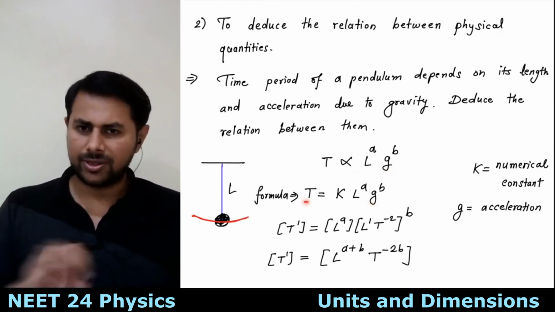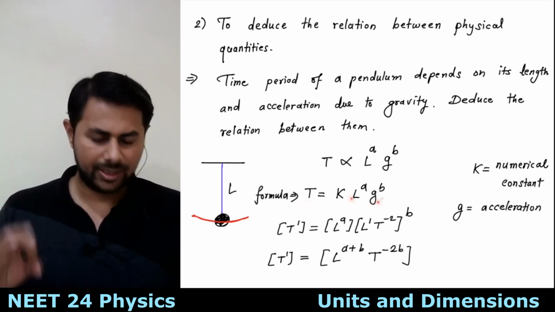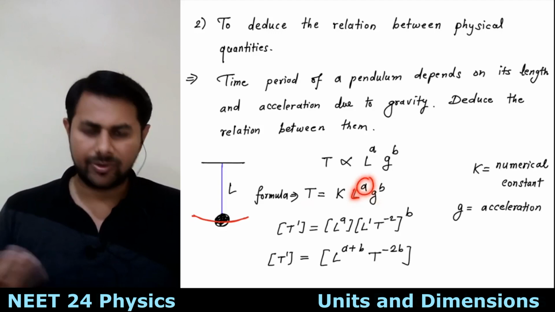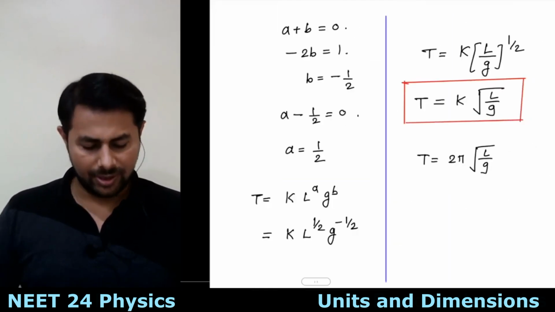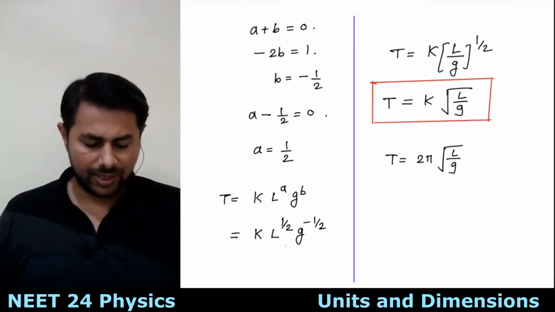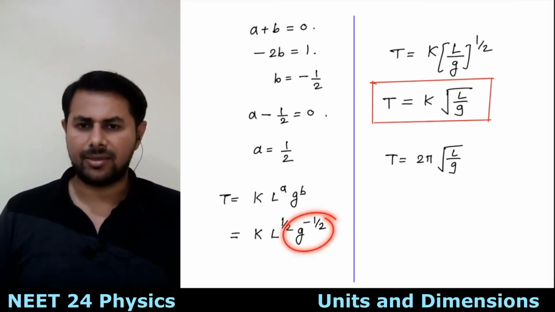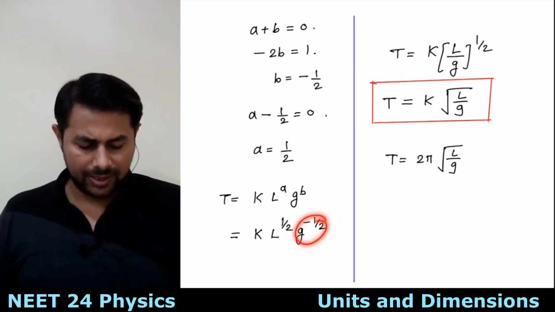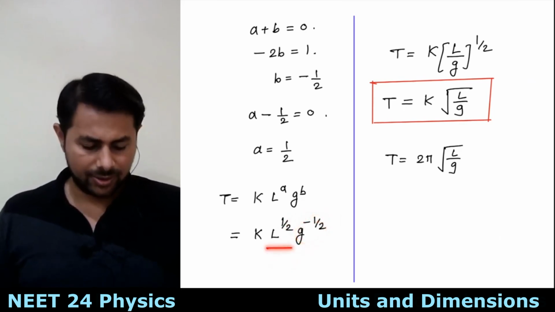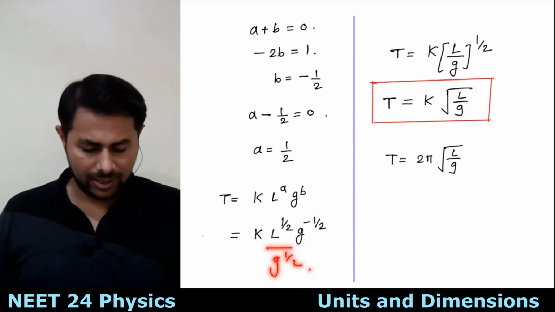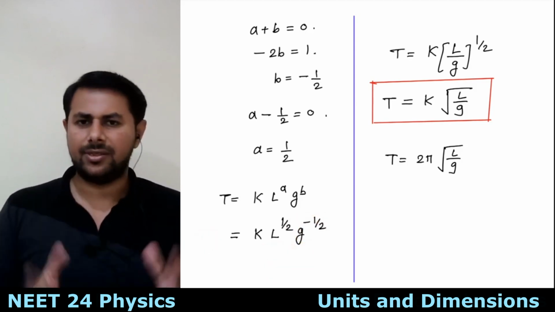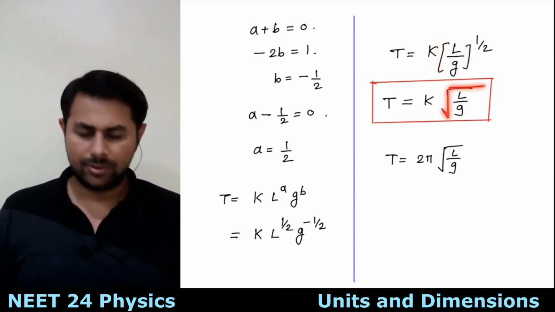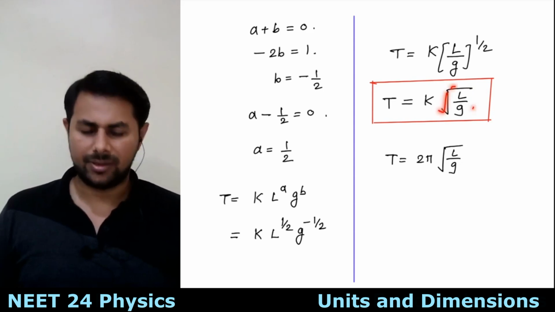So t is some constant k multiplied by l raised to a g raised to b. What a and b did we get? a is half, and b is minus half. So we have t equals k l raised to half g raised to minus half. Or you can write it by taking g raised to minus half in the denominator, so it can be written as g raised to half. So t is equal to k multiplied by l by g, raised to half. And raised to half means a square root. So t is equal to k square root of l by g.